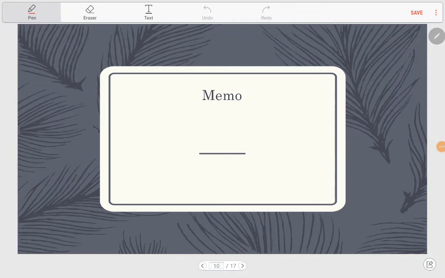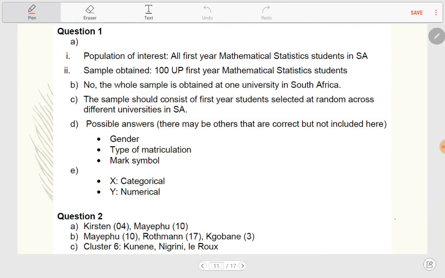Okay, I'm assuming you have done the exercises. Let's have a look at the memo. So what I have here are just the answers. So you can pause the video now and check your answers. And then if you feel that you are comfortable with everything that we've covered, then you don't have to carry on in the video. But I'm going to carry on with some explanations for those who may have gotten stuck.